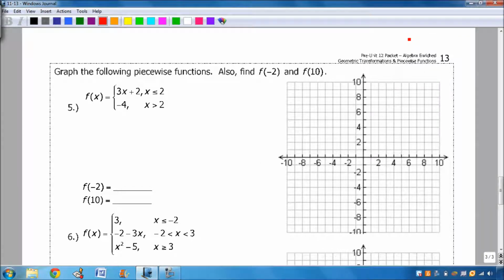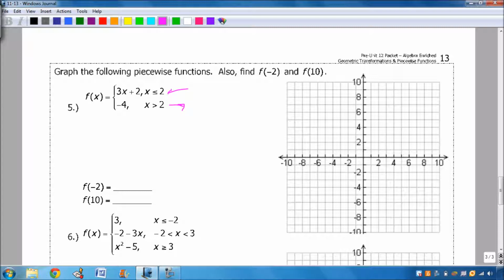All right, on number 5, it says to graph the following piecewise functions and to also find f of negative 2 and f of 10. So here's the thing that you guys got to do first. You have to see where your two pieces are going to be defined. So your first function you're going to use when x is less than or equal to 2, and you're going to use the second function when x is greater than 2.